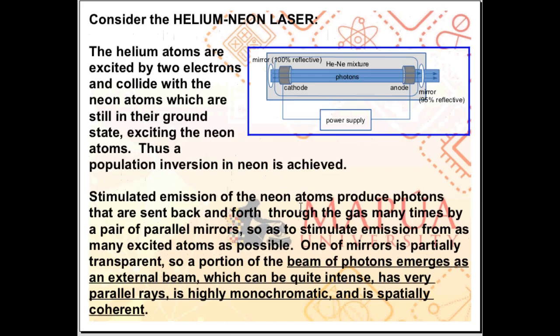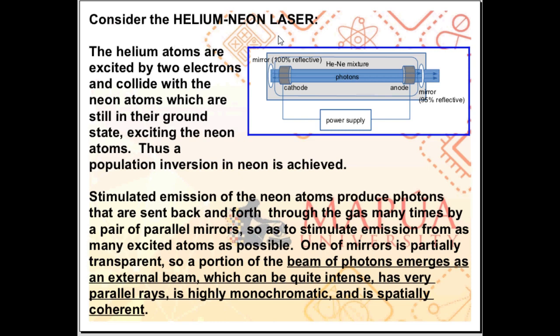One way to do this is by using a mixture of gases. We excite the atoms of one gas, which will cause the atoms of the other gases to become excited as well. And then by introducing photons of the right frequency, we can induce the excited atoms to emit photons. We can induce stimulated emission with the excited atoms. One popular laser is the helium neon laser.